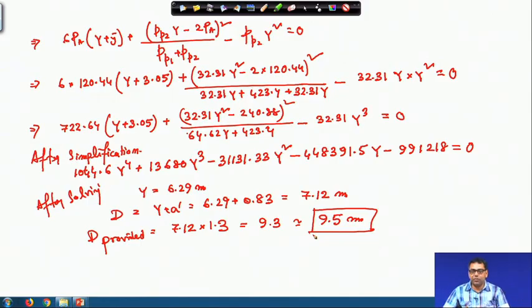So, to reduce this depth, or if you have a very high value, then we will provide the anchor sheet pile. Next class I will first discuss the cantilever sheet pile on C soil, because till now I have discussed the cantilever sheet pile on phi soil or the granular soil. So, next class first I will discuss the cantilever sheet pile in cohesive soil, and then I will discuss the anchor sheet pile in both granular soil as well as in cohesive soil.